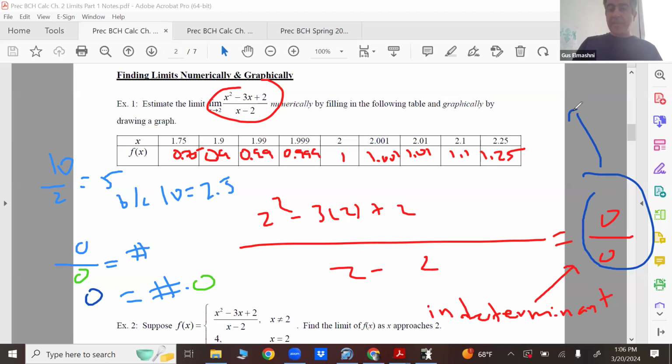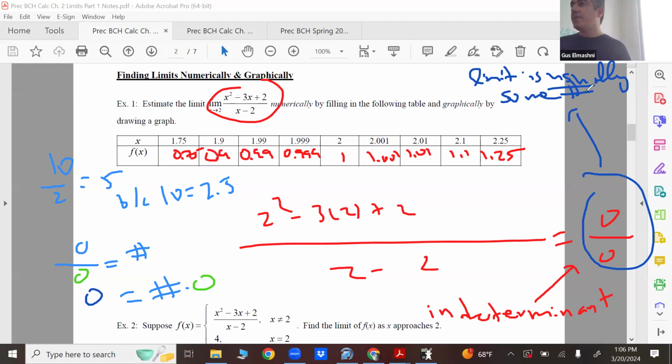So when this happens, it doesn't mean the limit doesn't exist. When this happens, the limit is usually some number. So we have to resort to graphical, algebraic, or numerical techniques to find out what it is. Numerically, you'll always be fine because you just plug in a number close to what x is. Graphically should be fine too. Just graph and zoom in. Algebraically, those are going to be a little tricky.